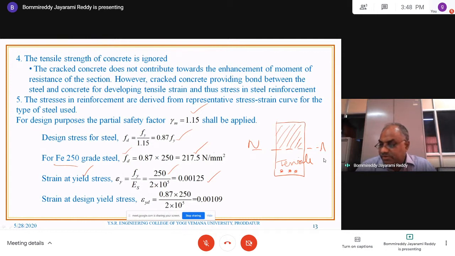What is design yield stress? Design yield stress is now 217.5. So consider that stress value here. 217.5 means 0.87 into 250 divided by this, and this is 0.00109. That means at a strain of 0.00109, it reaches its design stress value of 217.5. So this is the maximum strain that occurs in the mild steel reinforcement, 0.00109.